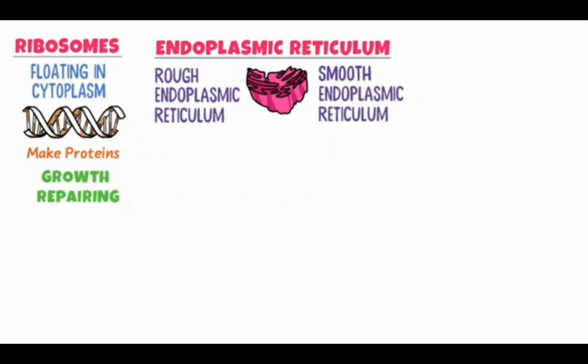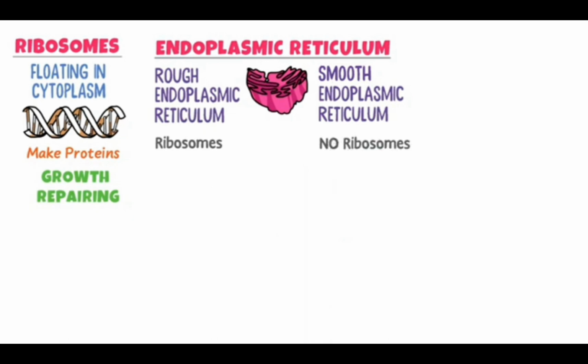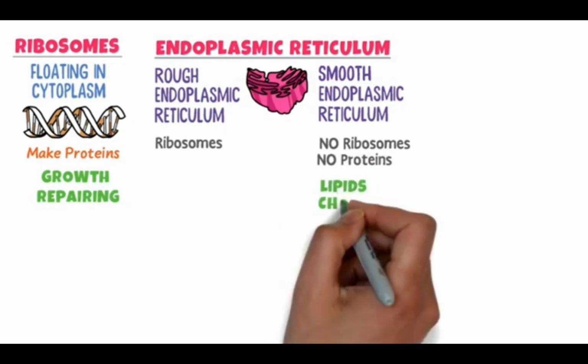It means that smooth endoplasmic reticulum does not produce any protein because it has no ribosomes, but it produces lipids or cholesterols, etc. Secondly, it also does detoxification. It means that breaking down of toxic substances within the cell.